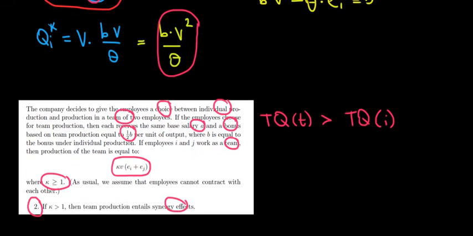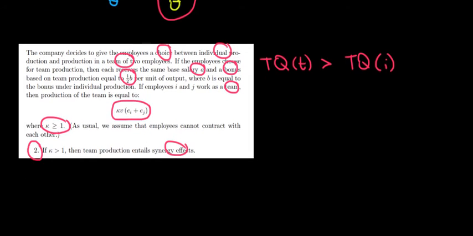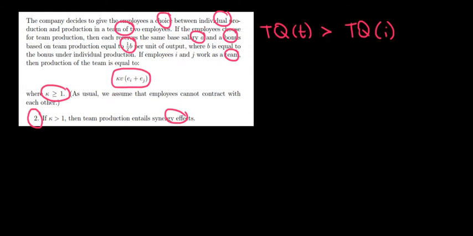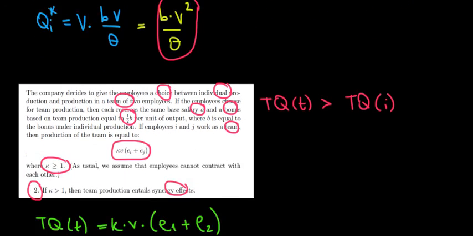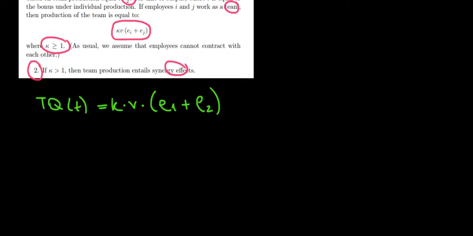Now with that in mind, we'll use this effort level to find out the total quantity produced as a team. So the total quantity produced as a team, let's write it over here below. Total quantity produced as a team, that's equal to K times V multiplied with the effort of the first individual plus the effort of the second guy. Now, what was the effort? The effort, once again, let's just take it from here, B times V divided by theta. So we will substitute B times V divided by theta for both guys. We'll have K multiplied with V multiplied with B times V divided by theta plus B times V divided by theta.